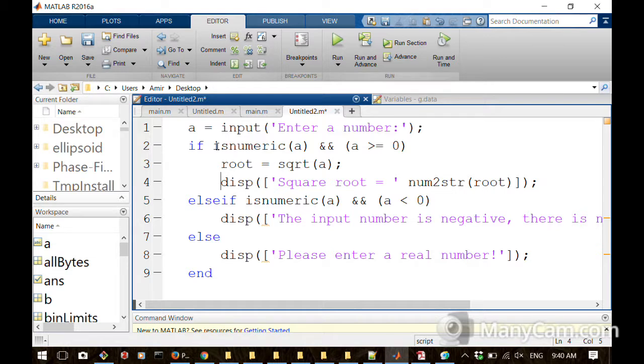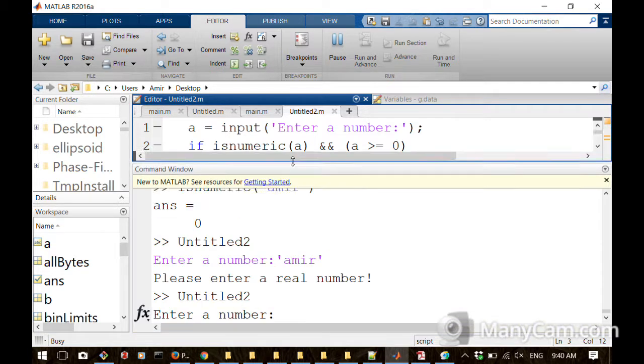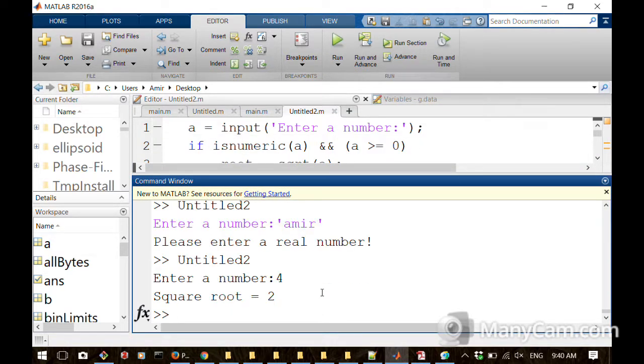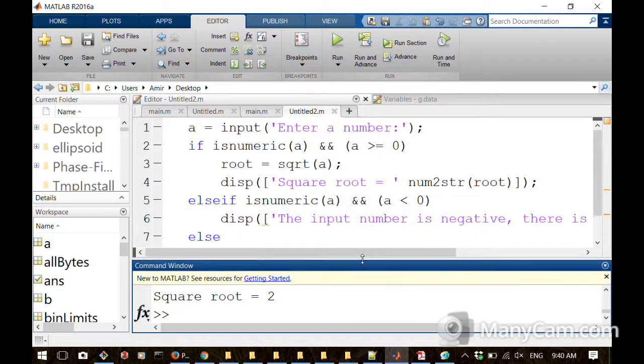Can you try running it with just the number 4? Because I think there's an issue with numbers string. Let's try this. Enter a number 4, gives the square root 2. I have to make the message more meaningful. The square root is not equal to 2. The square root of 4 is equal to 2.